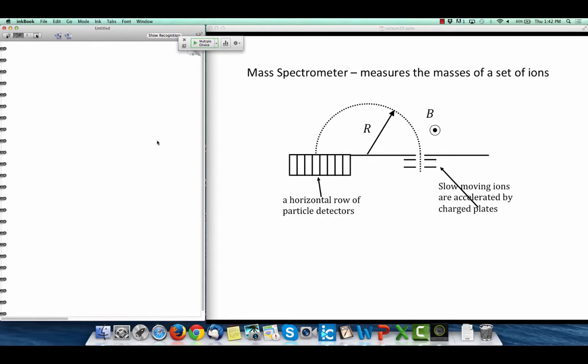All right. So how many of you have ever heard of a mass spectrometer? Okay. So now you know how one works.